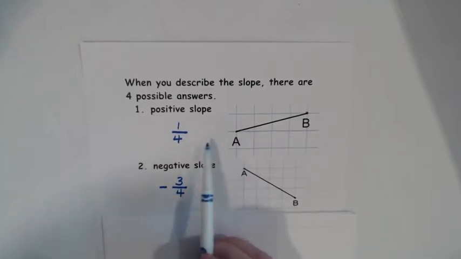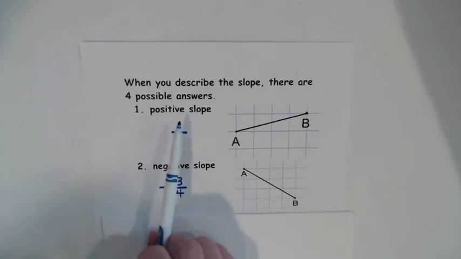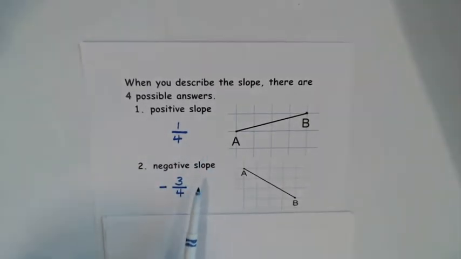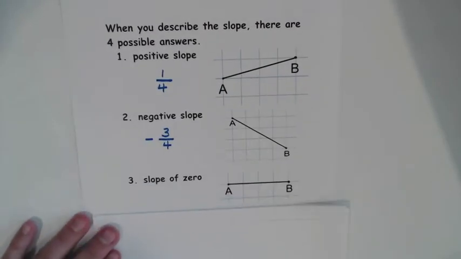The slope of this line is positive 1/4 because it's going up. So there's the difference between a positive slope and a negative slope. You just determine whether it's positive or negative, and you put that sign in front of the number. If this is a positive number, that's going to be a negative number. Well, then we've got that one number that's not positive and negative. That's called 0.